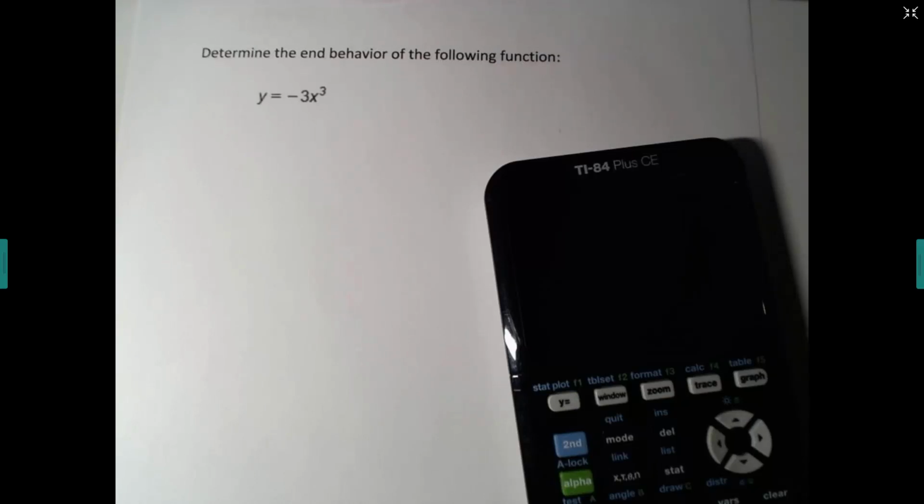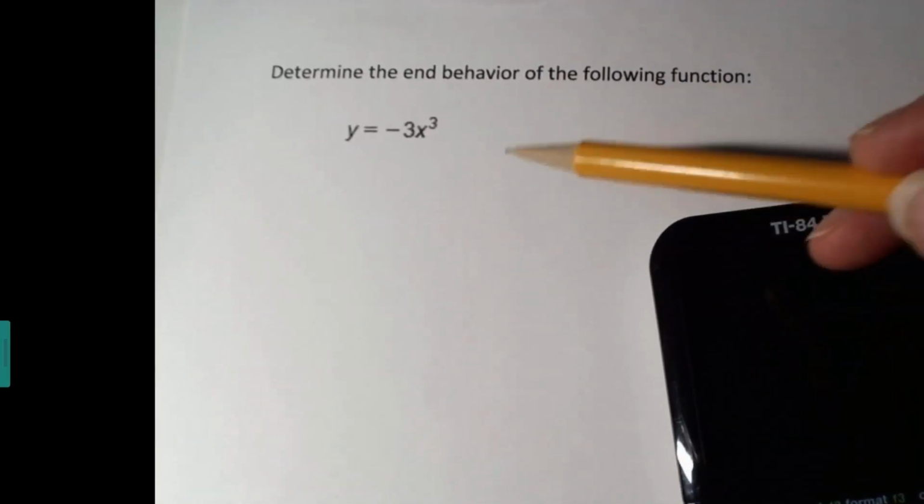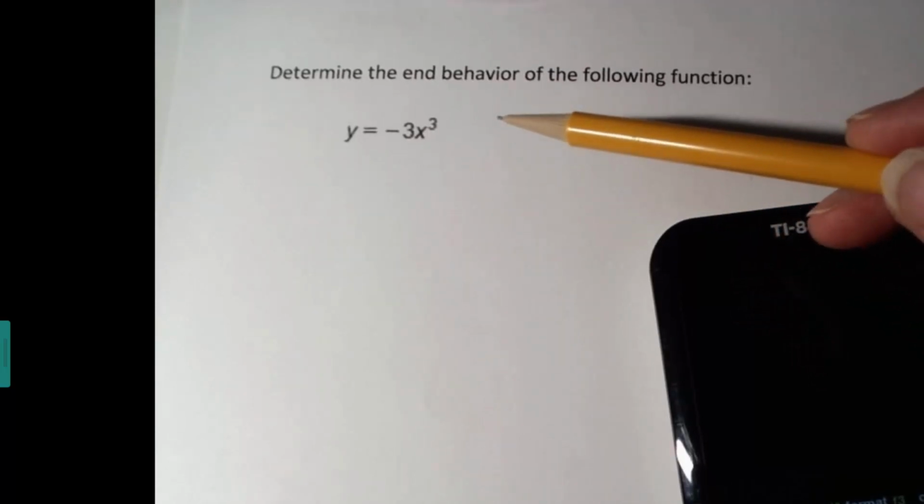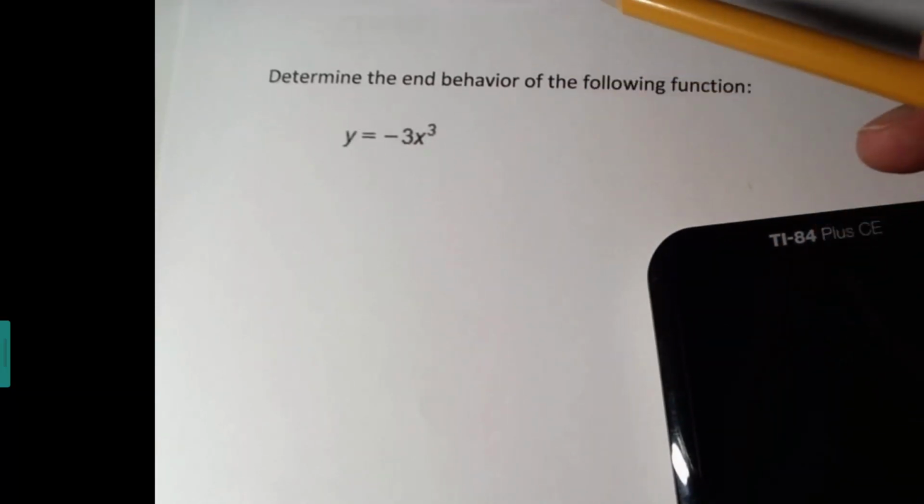So in this video we are going to do an example of how to determine the end behavior of a function if we're given its equation. So you'll see here that we've been tasked with finding the end behavior of this function, y equals negative 3x cubed. And so to determine the end behavior, a graph is really helpful.